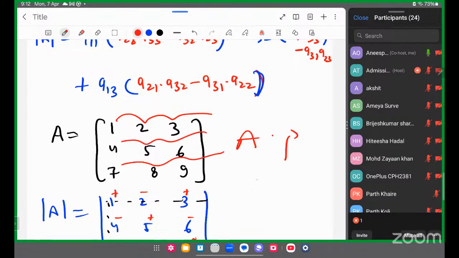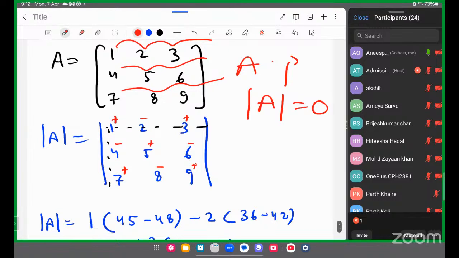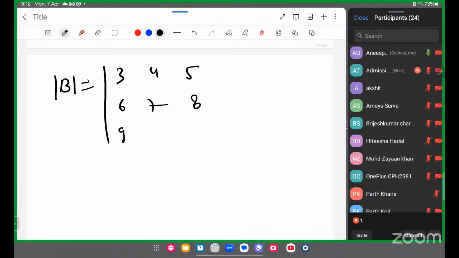If the elements are in AP, the determinant will always be 0. Understood? If the elements of a determinant are in AP, its determinant will also be 0. For example, if I write B determinant as 3, 4, 5, 6, 7, 8, 9, 10, 11, what is its answer? It will be 0. Understood? The same is true for GP. If elements are in GP, determinant will be 0.